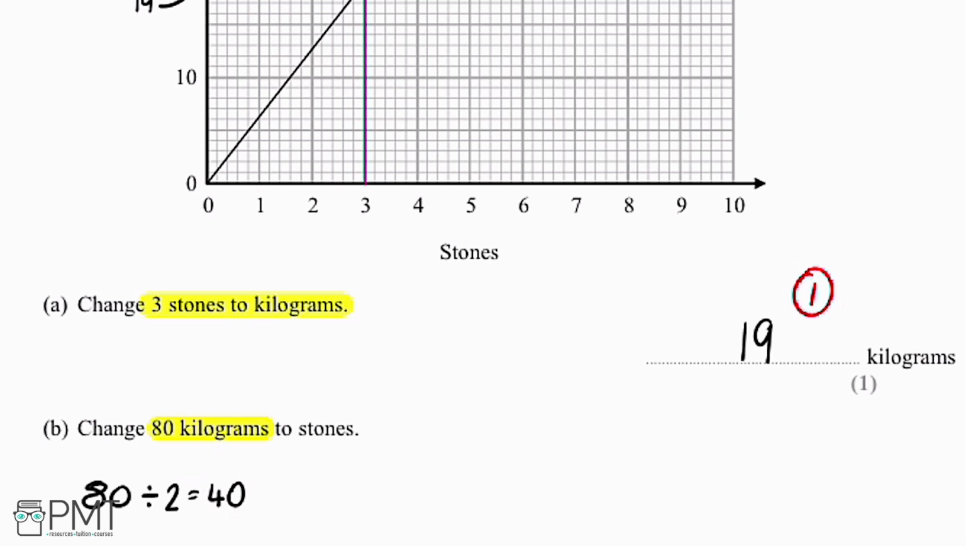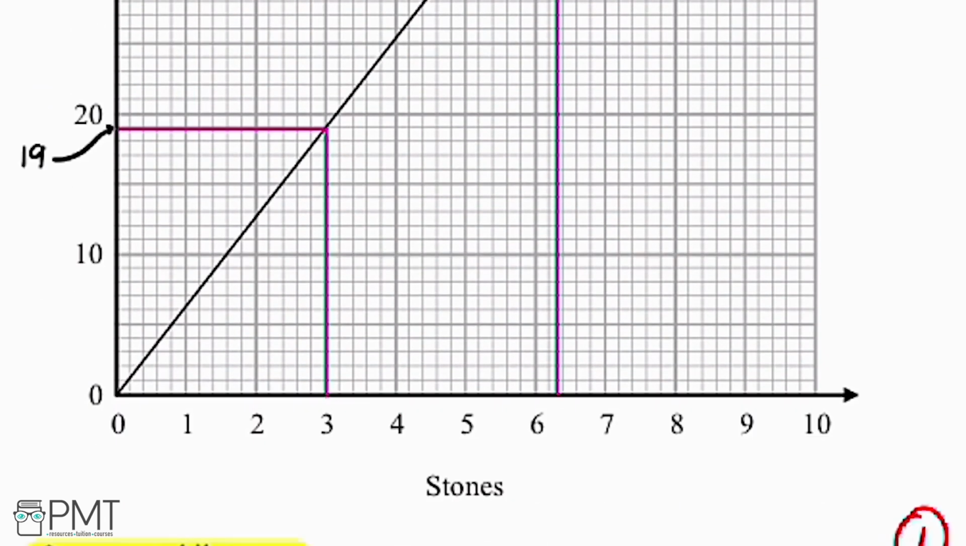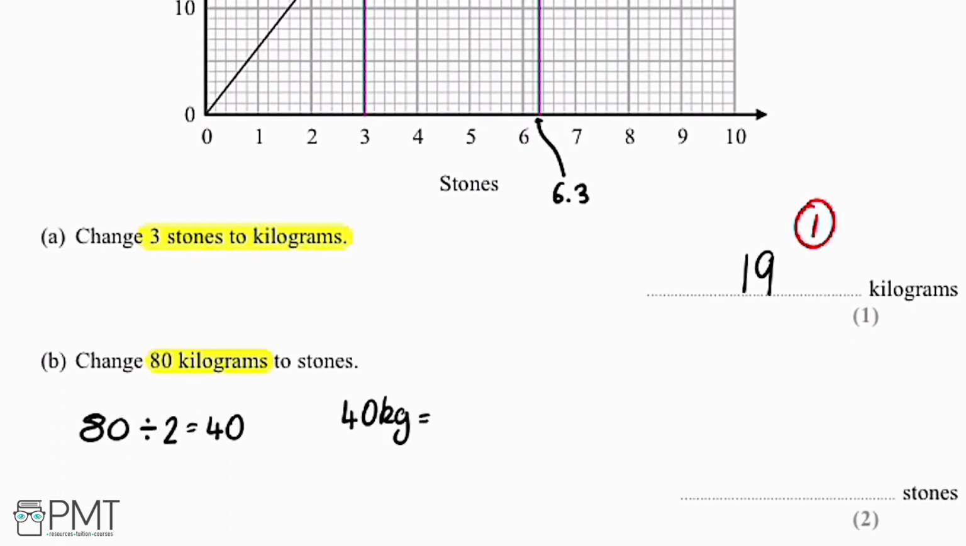So I'm going to go up to 40 here and draw a line, the same as we did before. And now I'm going to draw one down and read off how many stone that is. And if we have a look at our scale, we're going between 6 here and 7 here. So I think each square represents 0.2 because we've got 6.2, 6.4, 6.6, 6.8, 7. So here we're in between this line and this line. So 6.2, 6.4, so this is 6.3. So we got that 40 kilograms equals 6.3 stones.